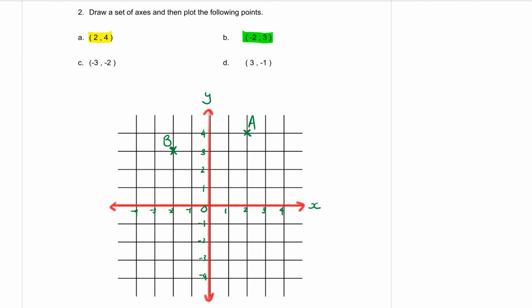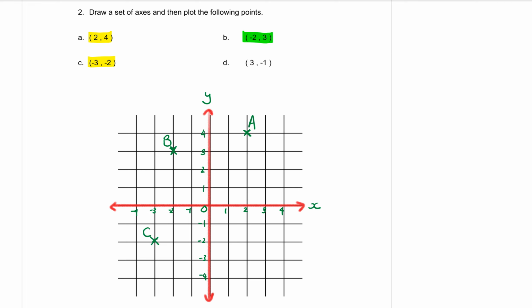C is at -3, -2. So again, x-axis. -3 is the first number, so -3. Now, -2 for the y value means I need to go down to -2 here and put a cross right there. -3, -2, and label it. Don't forget to label it.